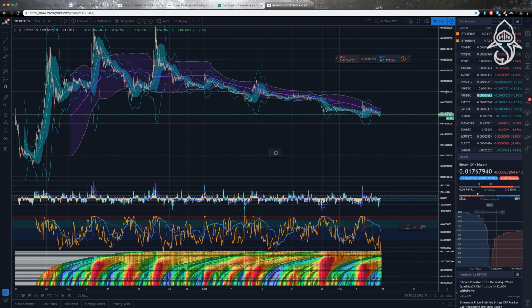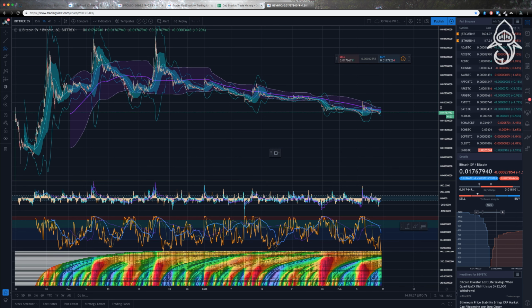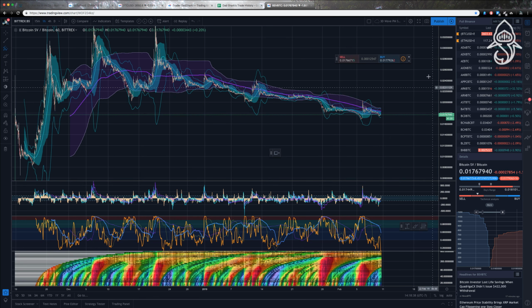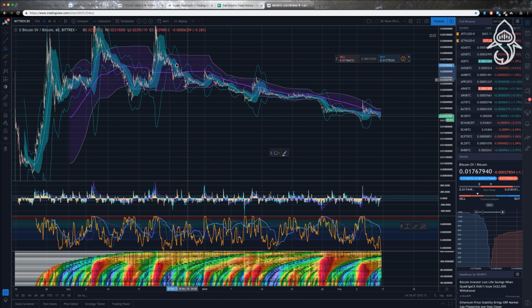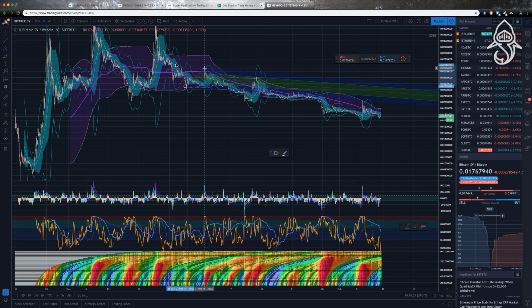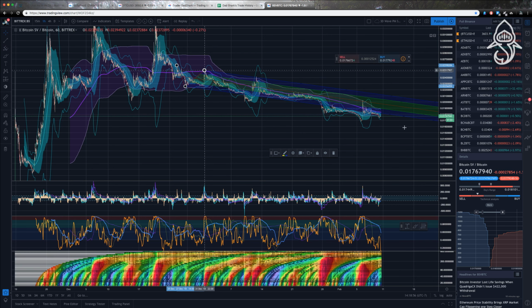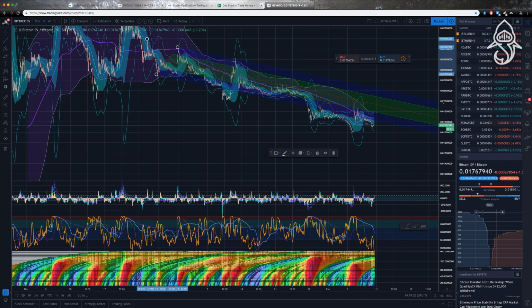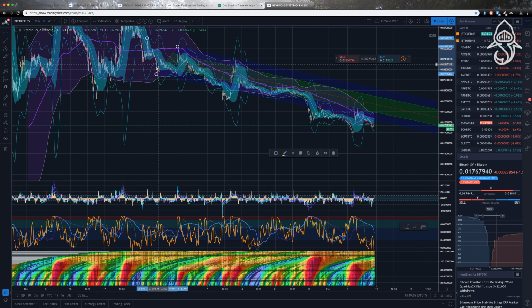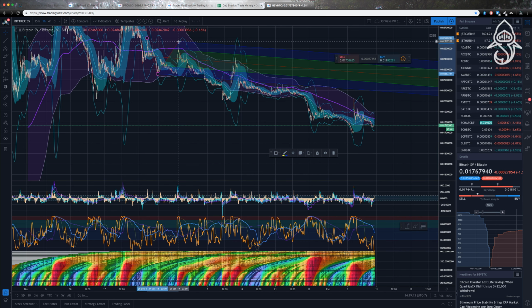We have a few ways we could draw this. Let's think about this. Yeah, I'm thinking it's a shift pitchfork. Let's try this out. Swing high, to swing low, to swing high. No.